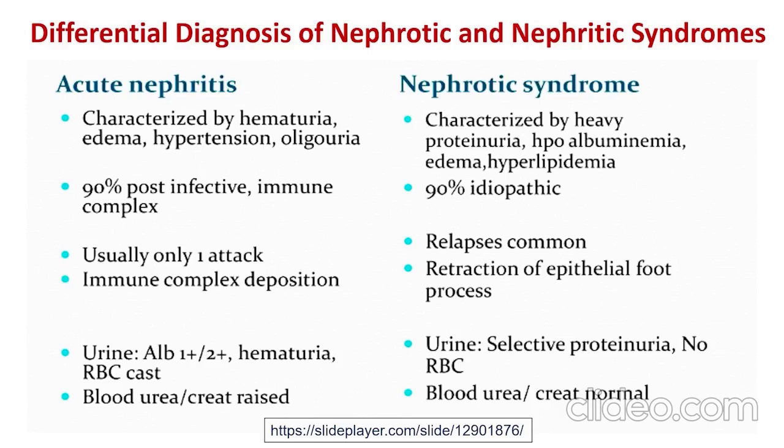In nephrotic syndrome, the situation is different. In urine, there is never hematuria and no RBC, but proteinuria is very high and usually selective. In blood, urea creatinine ratio is normal.